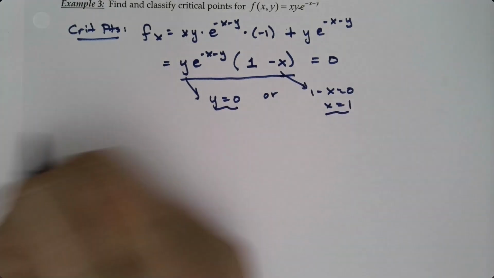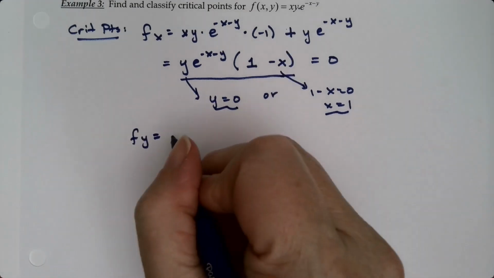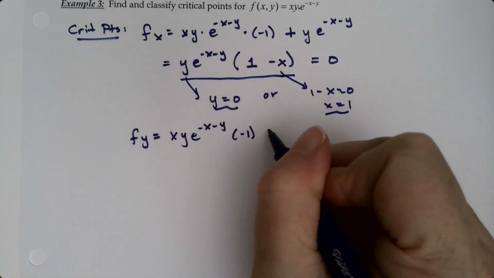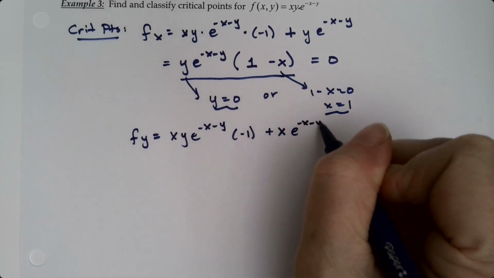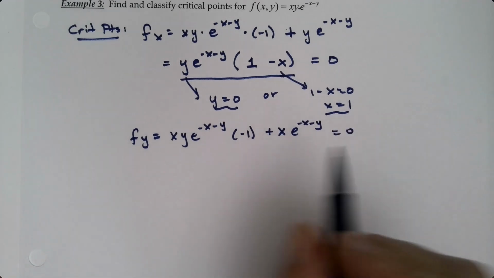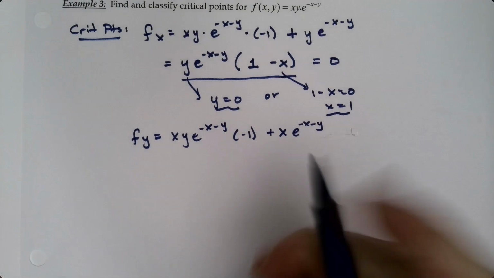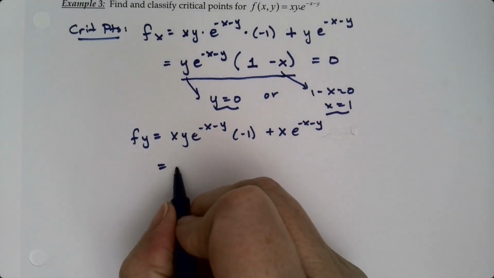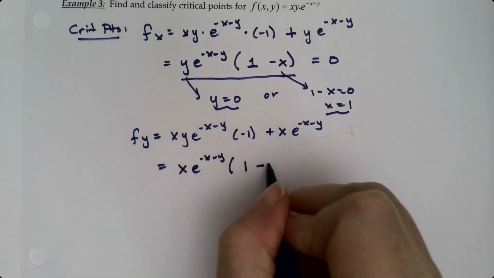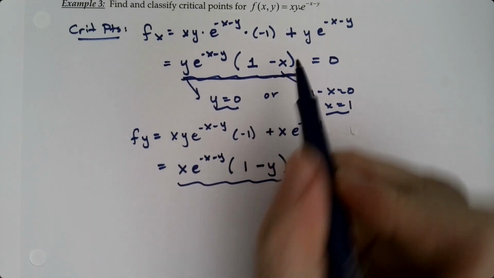Okay, so now what about f_y? f_y would be the same thing. It'd be xy e to the negative x minus y times negative 1 plus x e to the negative x minus y. It's very, very similar, almost identical. And we would set that equal to 0, but I'm actually not going to set it equal to 0 right this second, because I'm going to do what I did on the last one and simplify this a little bit. So I'm going to take x e to the negative x minus y out, and that'll leave me a 1 minus y left in there. All right, so there's my f_x and there's my f_y.